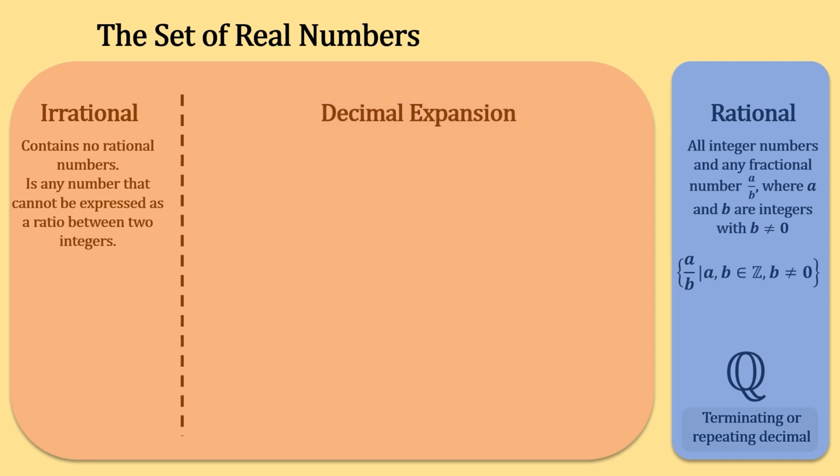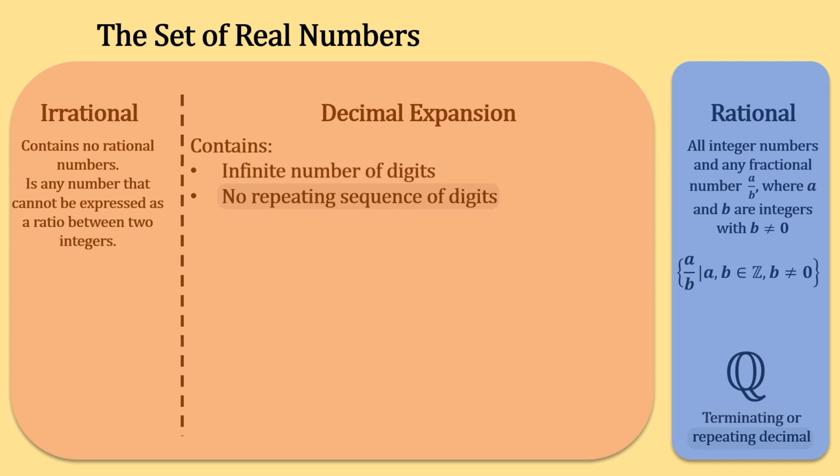The decimal definition here is the opposite of the decimal definition for rational numbers. Since rational numbers could terminate or have a repeating decimal, irrational numbers must contain an infinite number of digits with no repeating sequence of digits, essentially no pattern. Popular irrational numbers include pi, e, the square root of 2 or the square root of 3, as well as the negatives of these numbers.